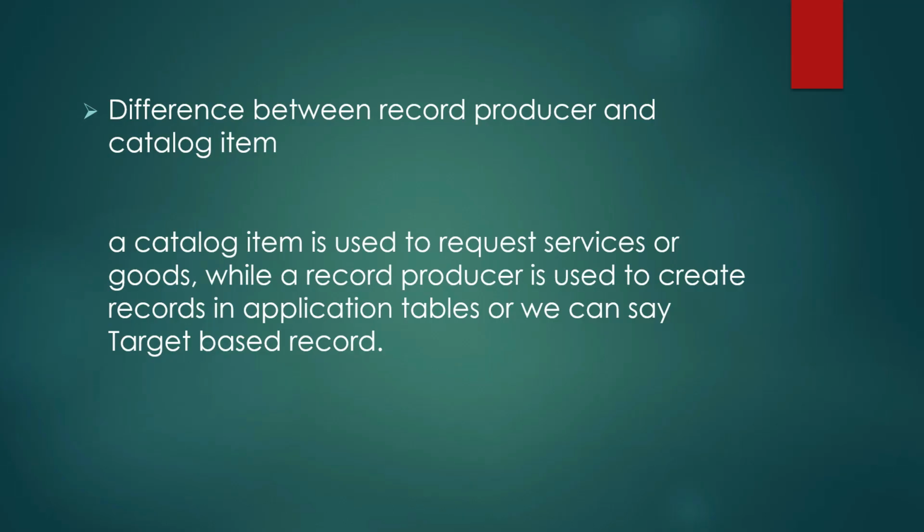It says, what is the difference between the record producer and catalog item? Again, we have just seen this. A catalog item is used to request services or goods. We can order something or request any service using the catalog item. A record producer is used to create records in application tables, or we can say the target based record. The tables for the catalog item are already defined, but for a record producer, we can select custom tables.